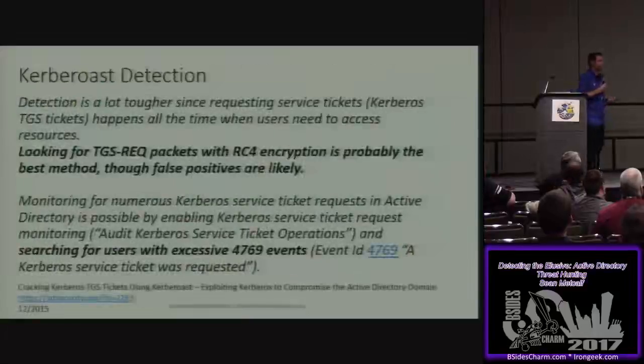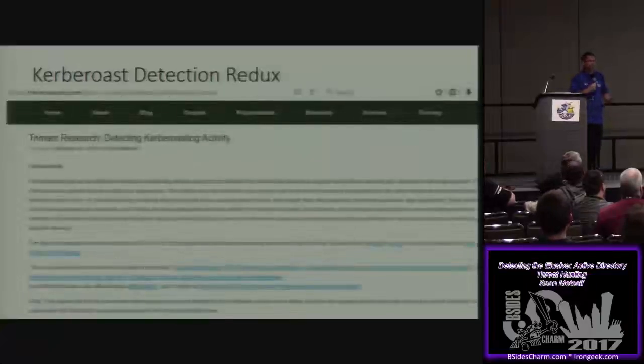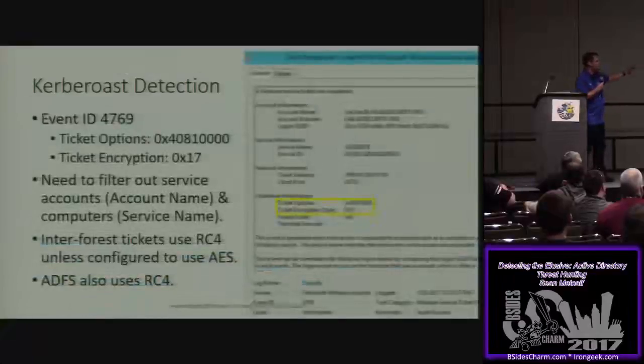So how do we detect this? About a year and a half ago, I put up a blog post on potential detection: TGS-REQ packets with RC4 on the network, searching for excessive 4769 events. Recently I decided to look at this again and ask how we can detect this. So I put up a post on the Trimarc Security website as well as on ADSecurity. And this is the nuts and bolts of it. Look at event ID 4769 with specific options, as well as ticket encryption 0x17, which is RC4.